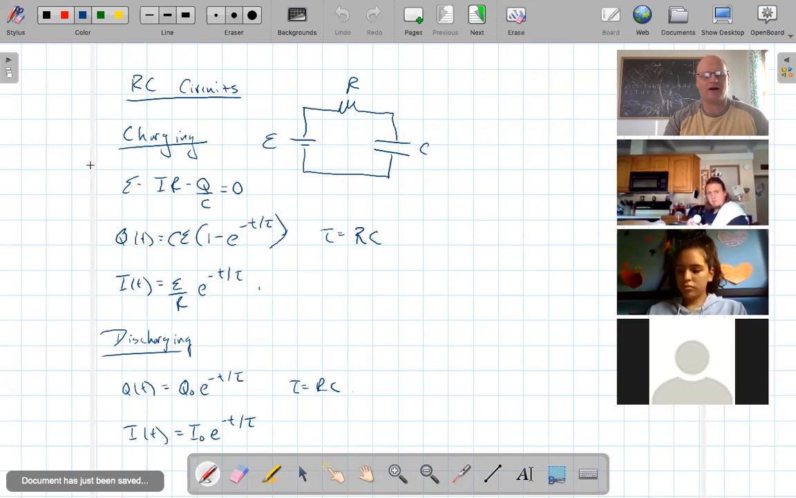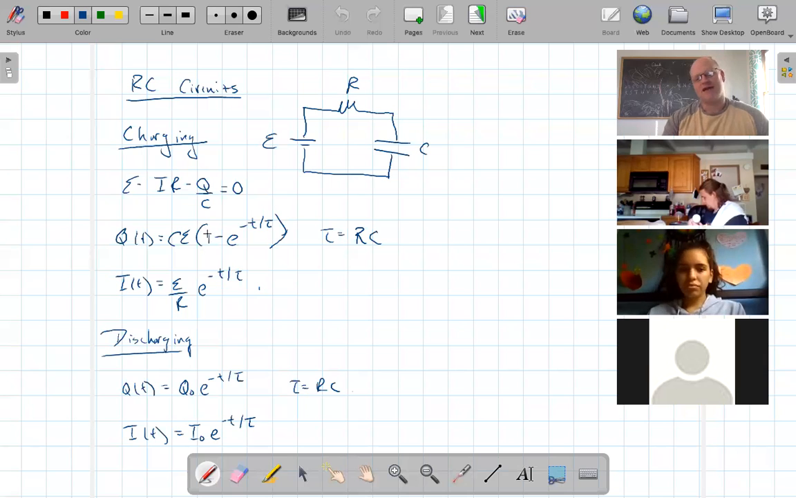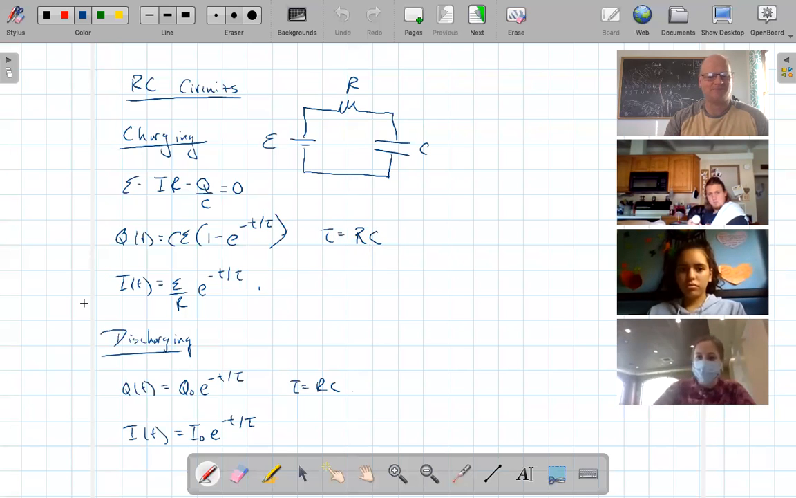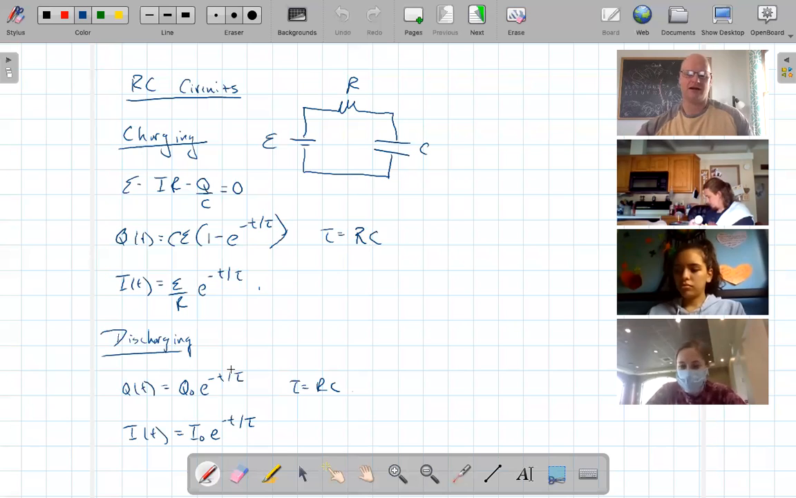Here we solved our integral, and we found that the charge as a function of time was equal to capacitance times the EMF times 1 minus e to the minus t divided by tau, where tau is what's known as the time constant, which in this case is RC. And then the current is the derivative of that, so that's E over R times e to the minus t over tau.